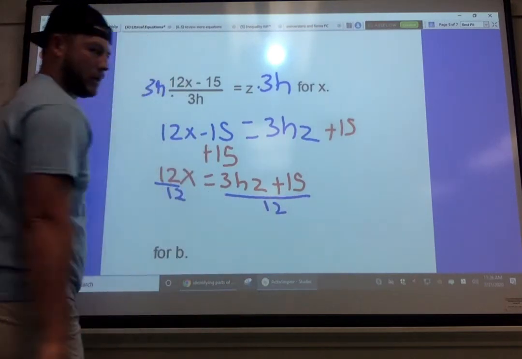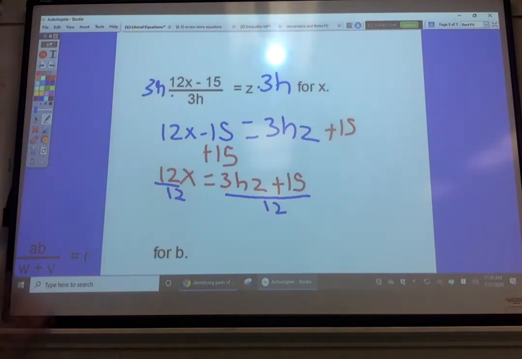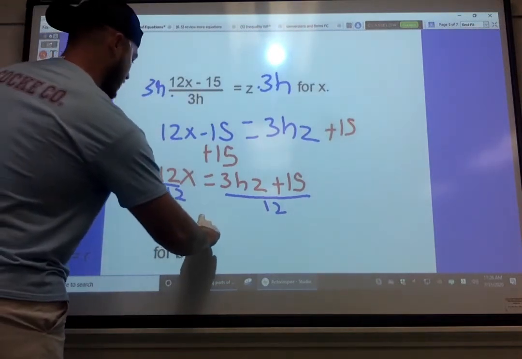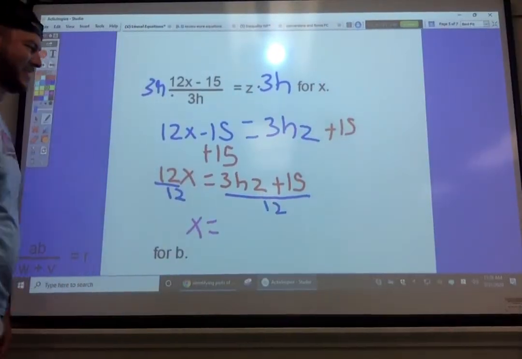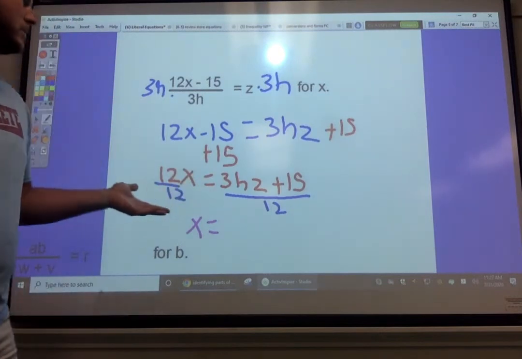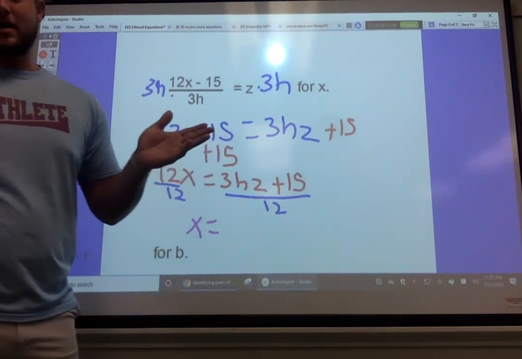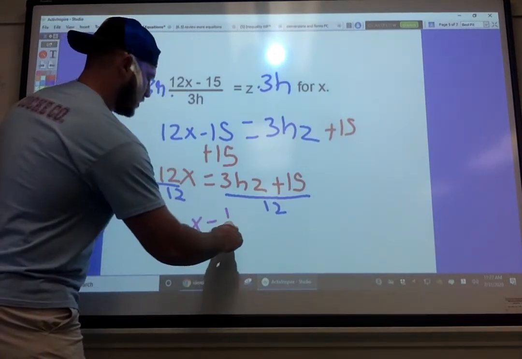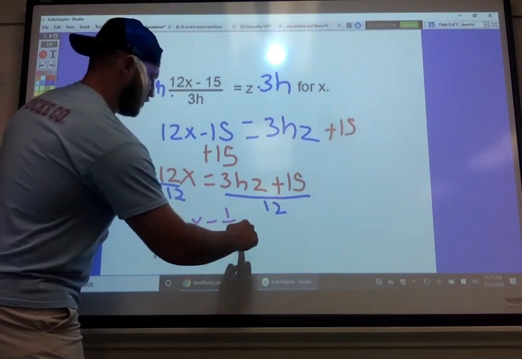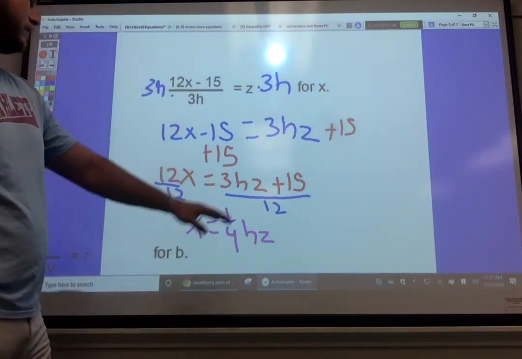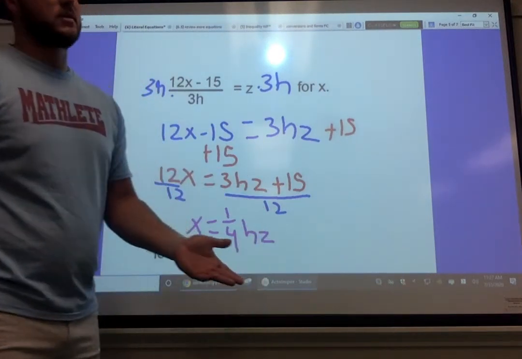I'm just going to draw one big line and a 12. So I'm going to rewrite that here. X equals, so 3 divided by 12. Hopefully you can see that that can reduce, right? 3 will go into 3 one time. 3 will go into 12 4 times. So 1/4 z. And then our 15 divided by 12, yes, that would give us a decimal.